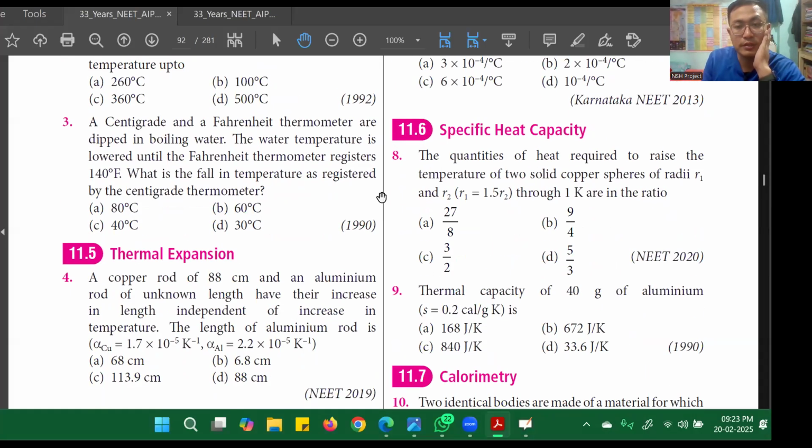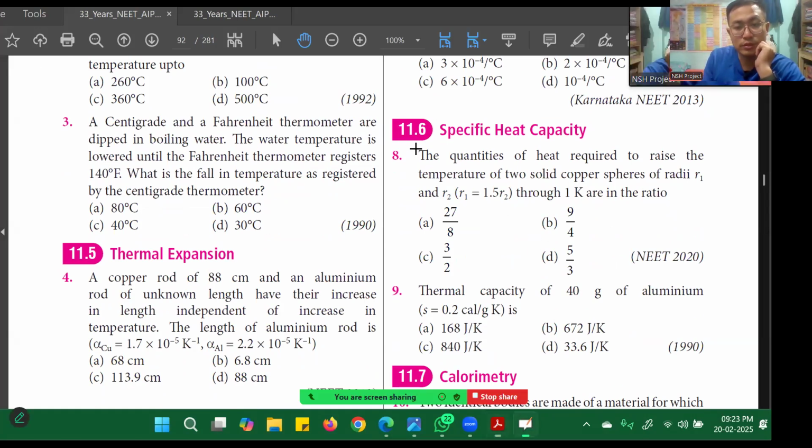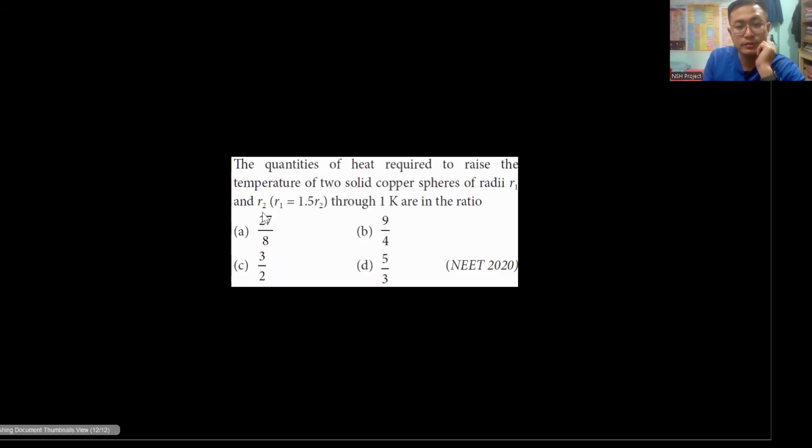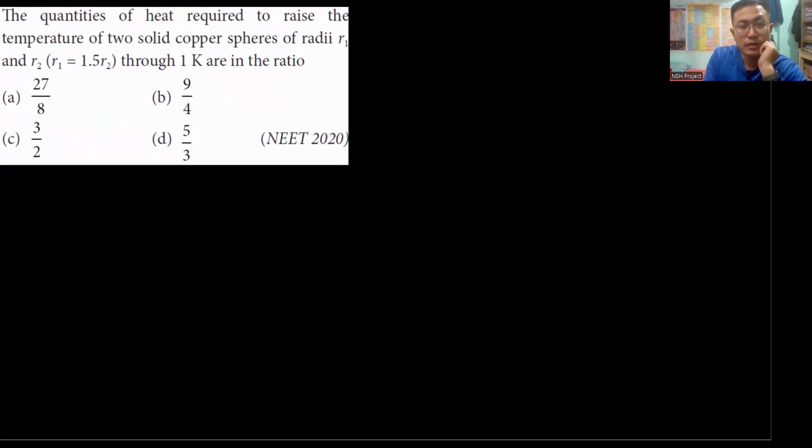Fine. So now let's solve the next question. Specific heat capacity. The quantities of heat required to raise the temperature of two solid copper spheres of radii, this and this, through 1 Kelvin are in the ratio. We have the question again. The quantities of heat required to raise the temperature of two solid copper spheres of radii, this and this. The radii ratio is given.